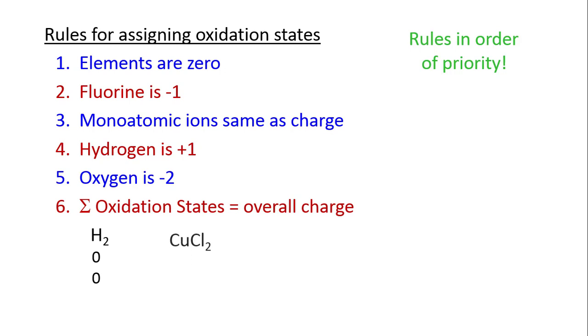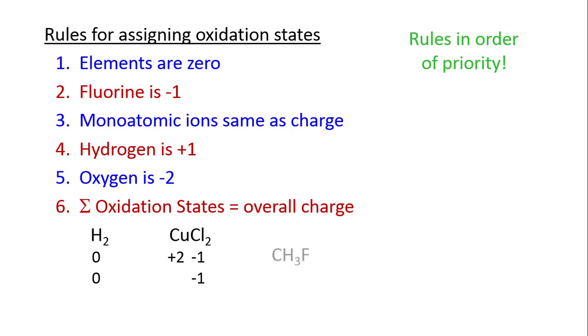The next example is CuCl2. Though we don't have rules for copper or chlorine, we should recognize this as an ionic compound composed of monoatomic ions. So we can use rule number 3 to help us. We know that the charge on a chloride ion is -1, so that is their oxidation states. Since there are 2 of them, the charge on the copper ion must be +2. So, being a monoatomic ion, its oxidation state is also +2.